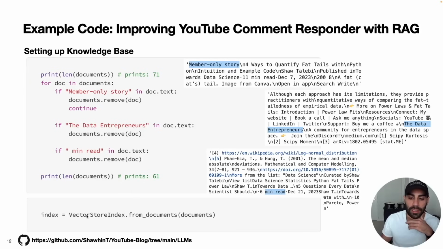And then finally, we can store the remaining chunks, these remaining 61 chunks, into a vector data store using this line of code. So now we have our knowledge base set up. So index is our vector database that we're going to be using for retrieval.